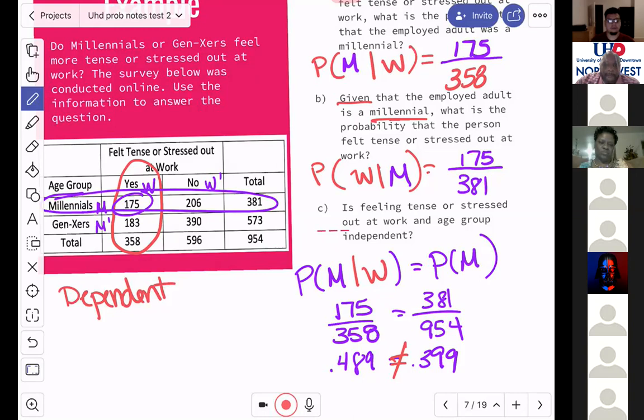So that's independence, and that's conditional probability. Everybody got that? Y'all understand that part? Y'all okay with that so far, right?